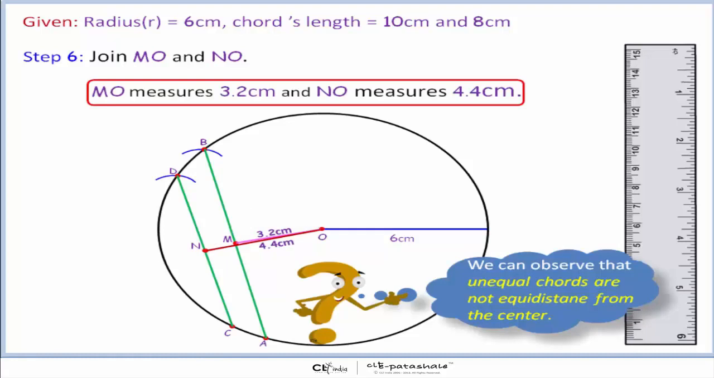MO measures 3.2 centimeters and NO measures 4.4 centimeters. We can observe that unequal chords are not equidistant from the center.